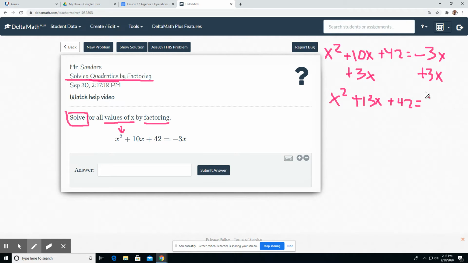And our whole point here was to get 0 right here. So I like to put a little multiply dot above the last number that's by itself and a plus sign above the middle number next to x. So this is our diamond problem. We're looking for what numbers multiply to be 42 and add to be 13. Can you think of what numbers multiply to be 42 and add to be 13?